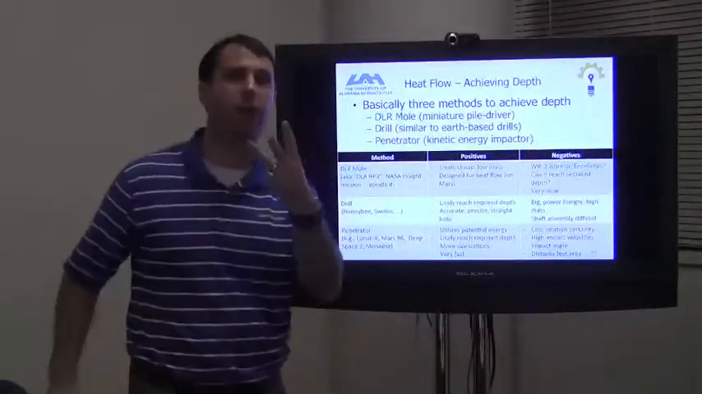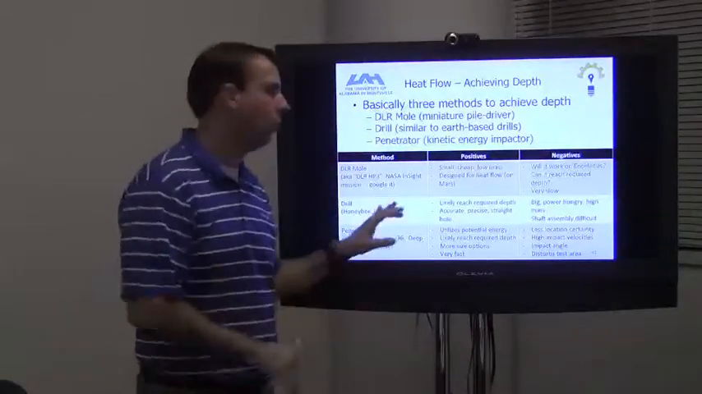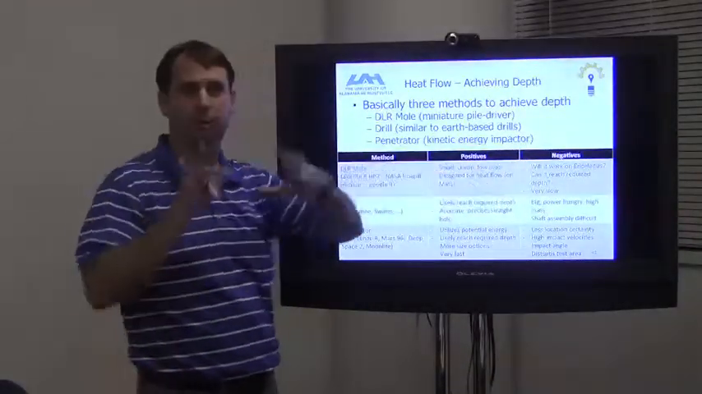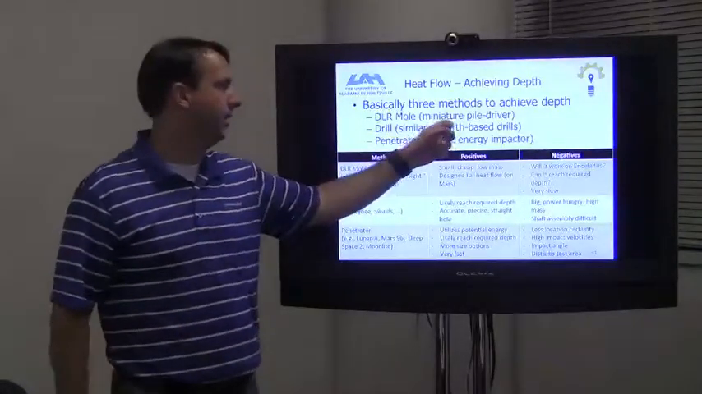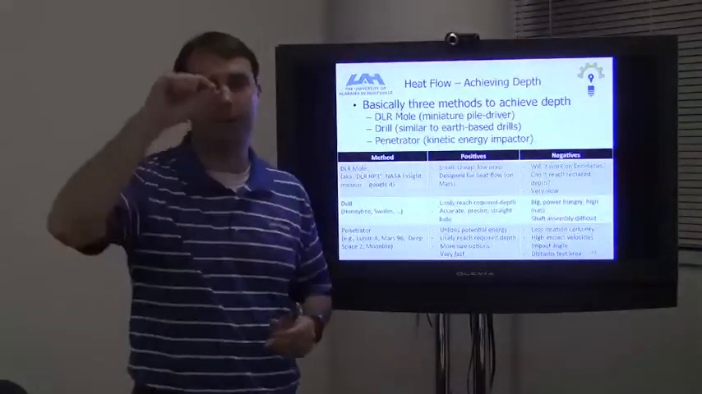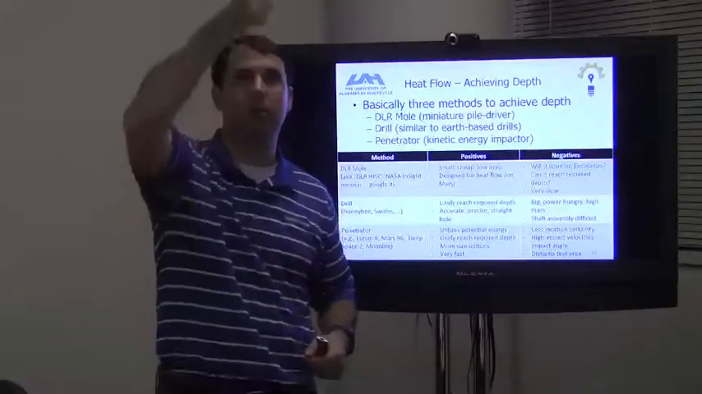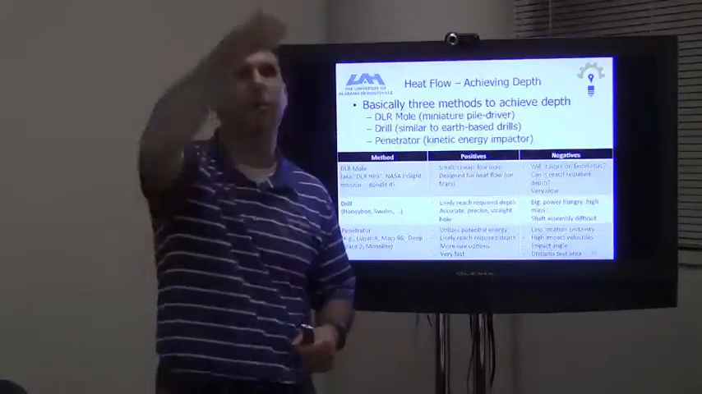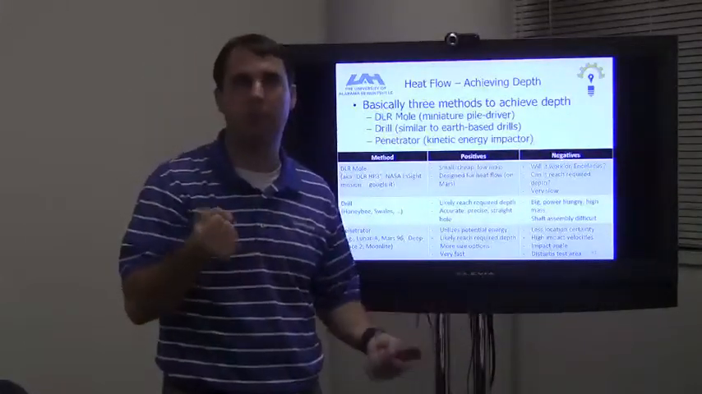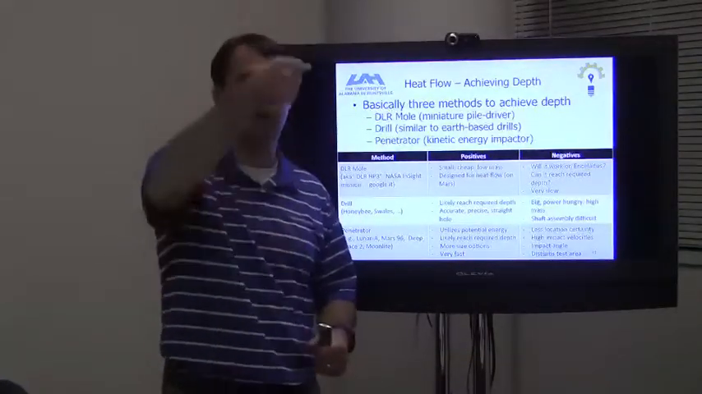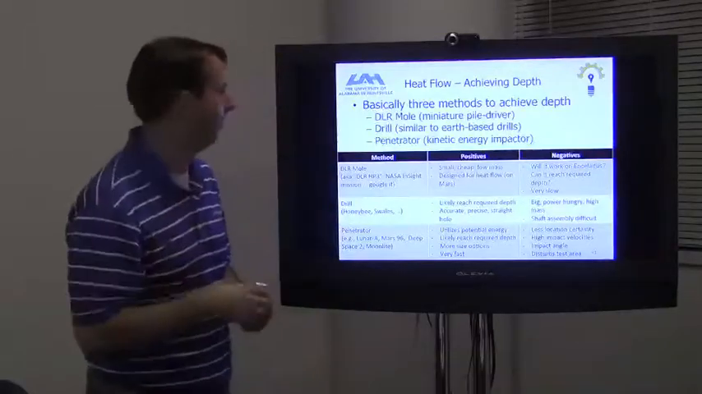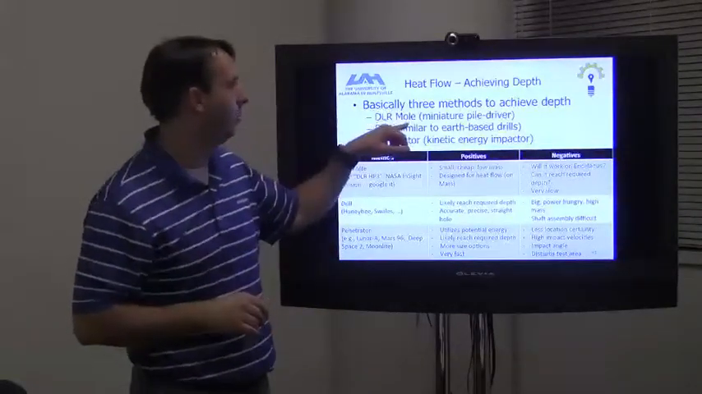There's basically 3 ways to get to depth, and we'll not go into the positives and negatives for these. I'll just tell you about the ways. There's something called the DLR mole. It's a miniature pile driver, and the pile driver basically has a mast that goes up and falls, up and falls. You've seen them when they make bridges. That's a pile driver. It's not just a wrestling move. It's actually a thing. They've got a miniature pile driver called the DLR Mole.